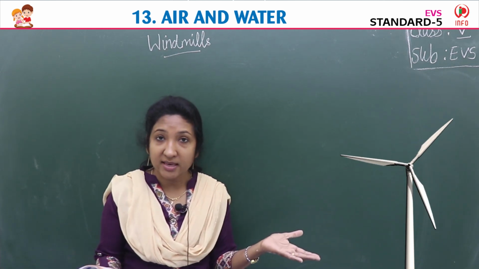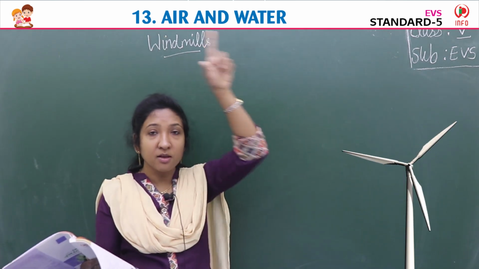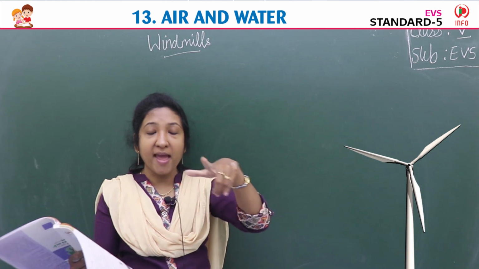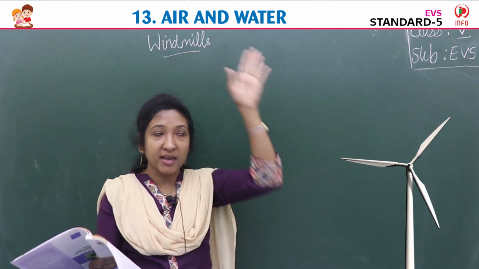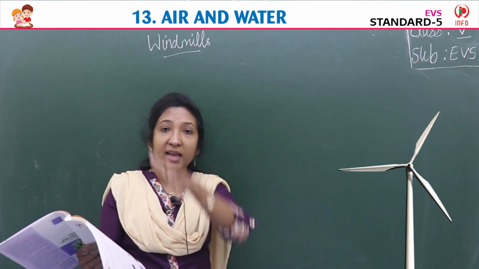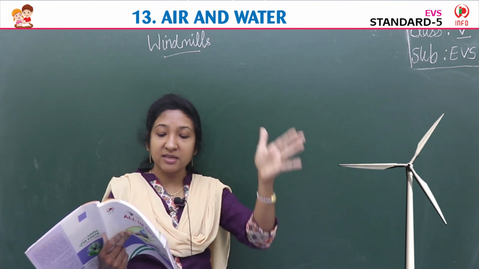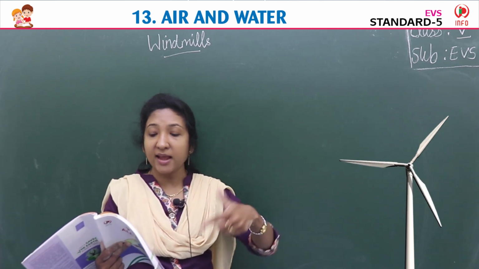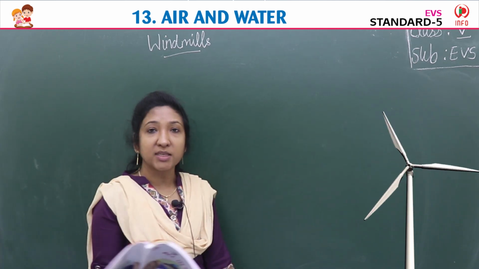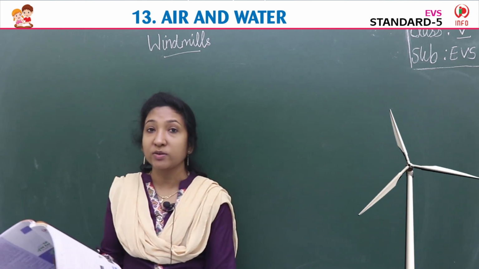Windmill picture you can see here, children. Image of a windmill. You can see it's like a fan. So these blades, like the blades of a fan. This windmill has some blades. It will rotate when wind is there. Because of this rotation, it spins the generator, and in turn it produces electricity. This is the way they use windmills to produce electricity using air.